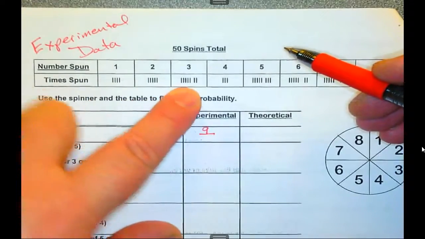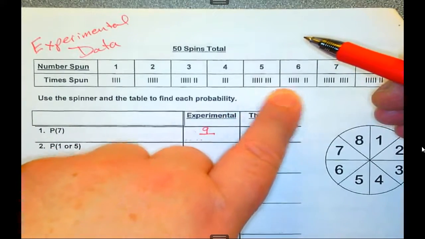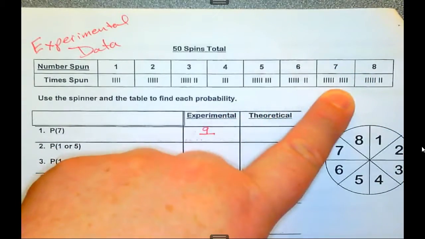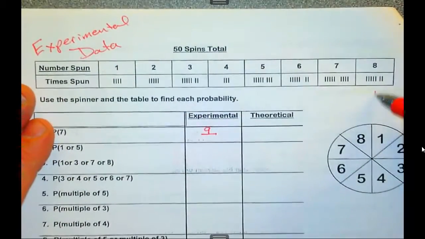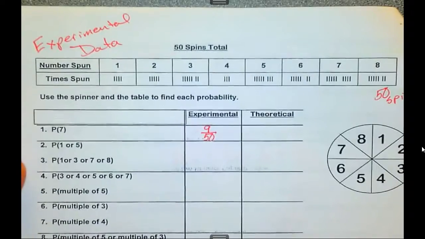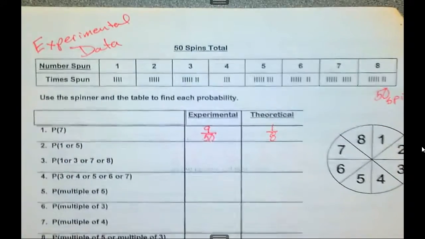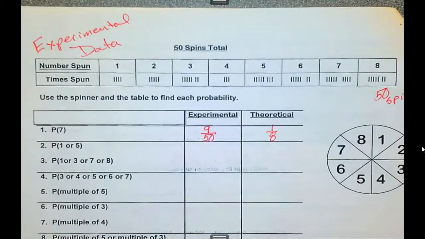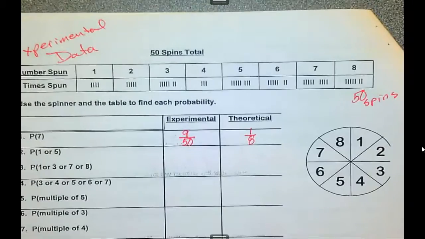4, 9, 16, 19, 27, 34, 43, 50. Nine out of 50. Theoretically, it would be 1 out of 8. Yeah, 50 spins total, right?